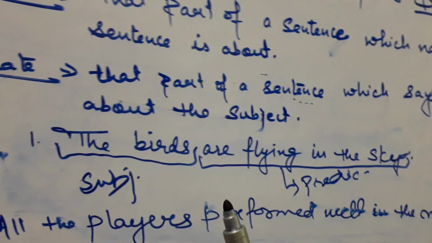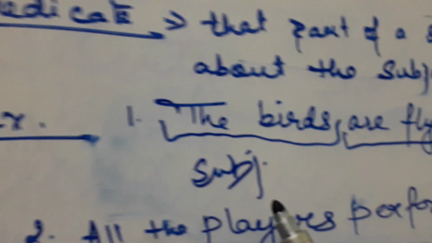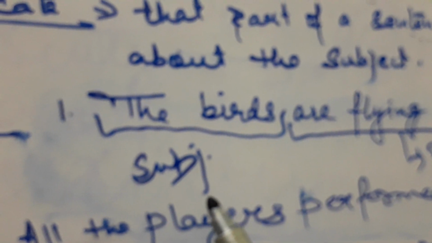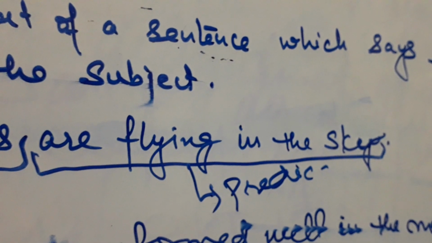So, a sentence is made up of two parts, subject and predicate. Subject is the part which tells us what the sentence is talking about. The sentence is talking about the birds. And predicate is that part which tells us what we are talking about the subject. Let's move to the next example.